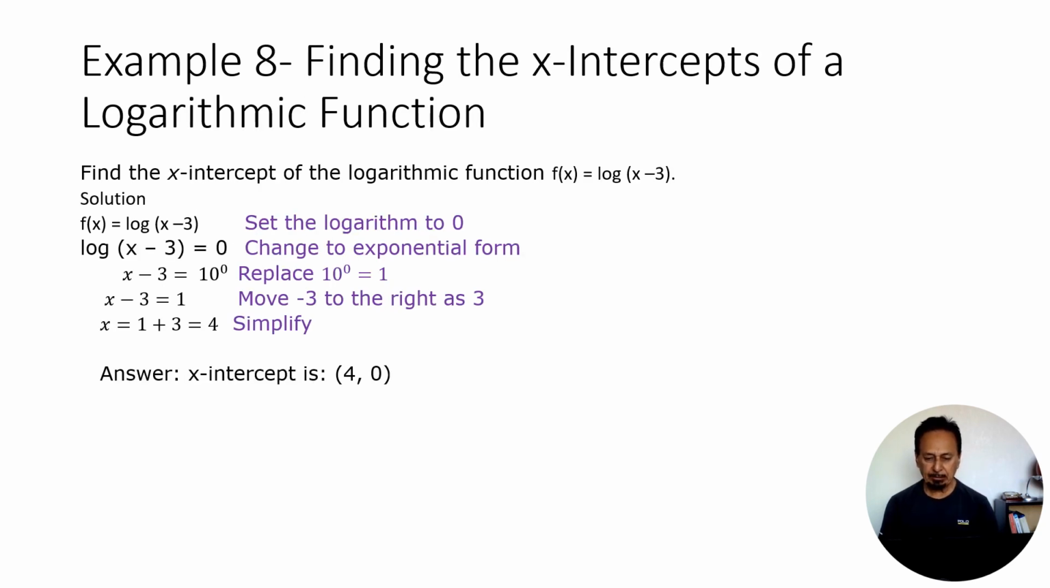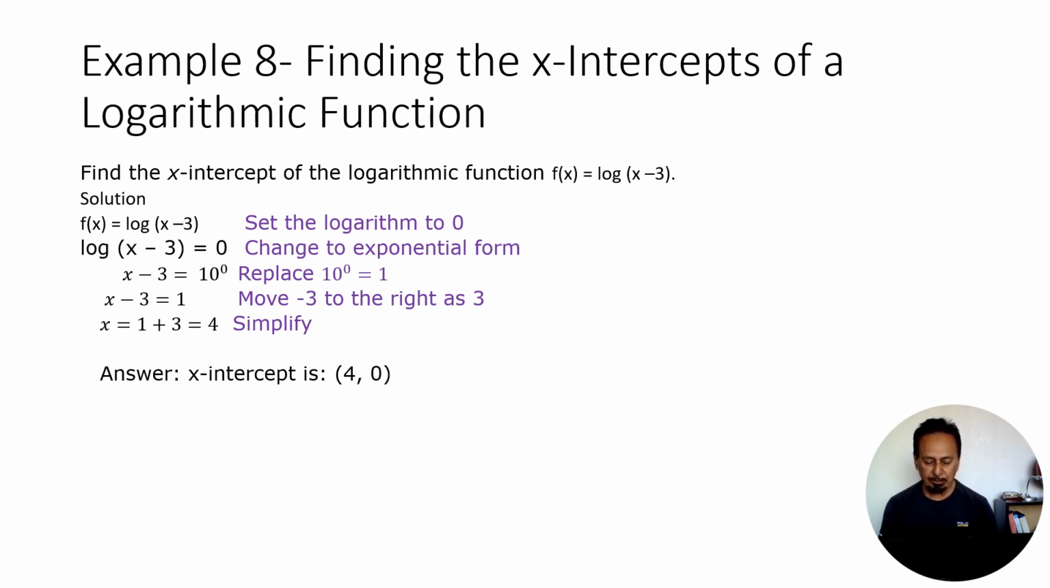Next, we're going to find the x-intercepts of the logarithmic function. So same function f of x equals log of x minus 3. To find the x-intercepts, we know we set the function to 0. So we're going to set log of x minus 3 equal to 0. Now one side has a log, the other has a number. So we can change to exponential form.